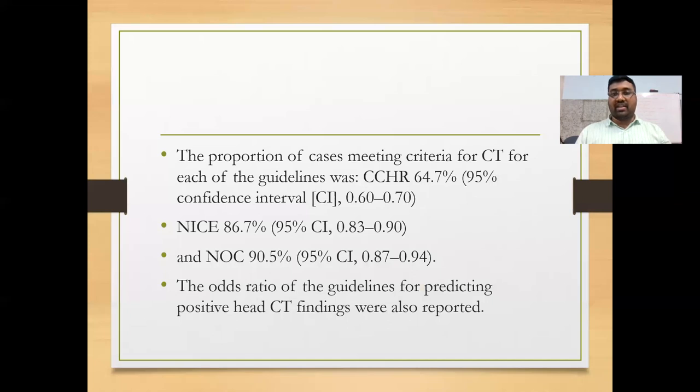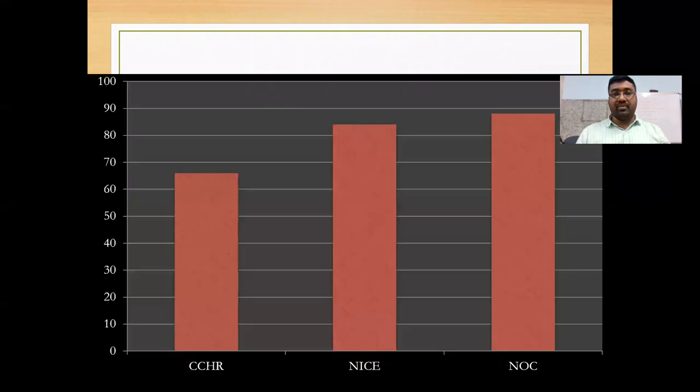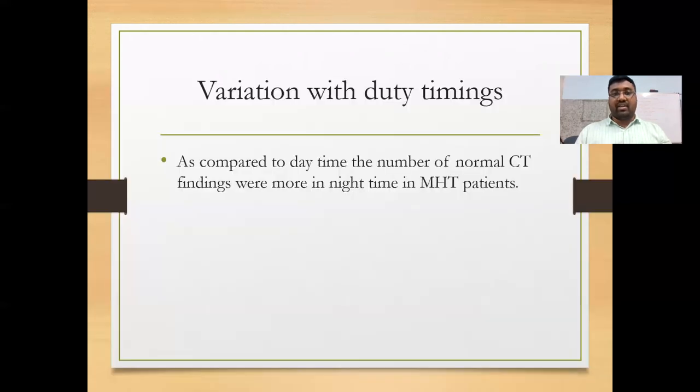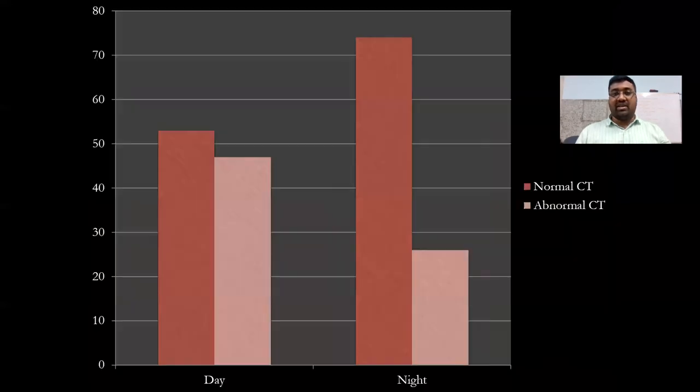The proportion of cases meeting criteria for CT for each of the guidelines was CCHR 64.7%, NICE 86.7%, and NOC 90.5%. The odds ratio of the guidelines for predicting positive head CT findings were also reported. This is the bar diagram, which shows the CT head findings in case of CCHR, NICE, and NOC criteria. Variation with duty timing. As compared to daytime, the number of normal CT findings was more in nighttime in minor head trauma patients. And this is depicted in the bar diagram.